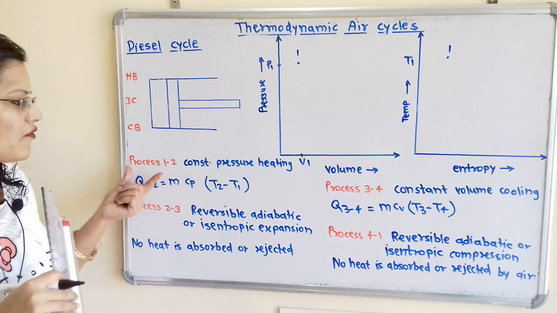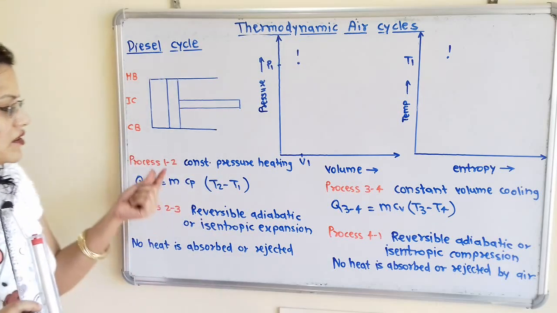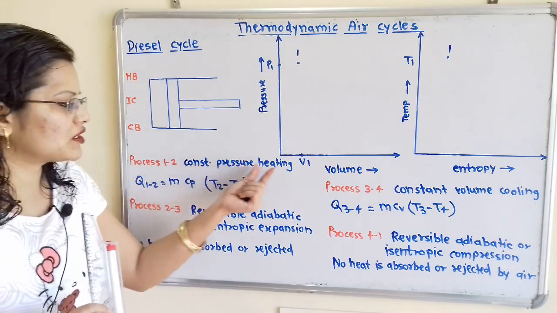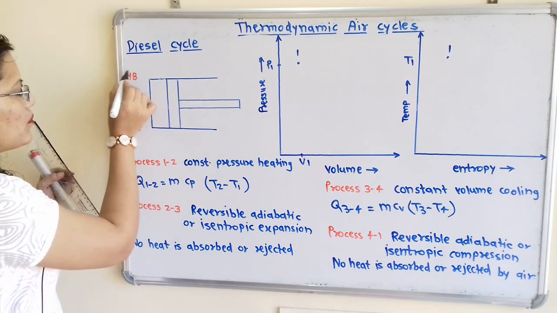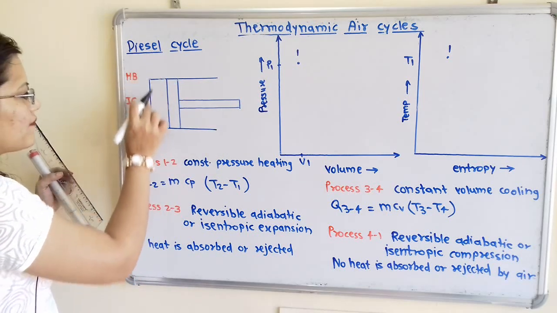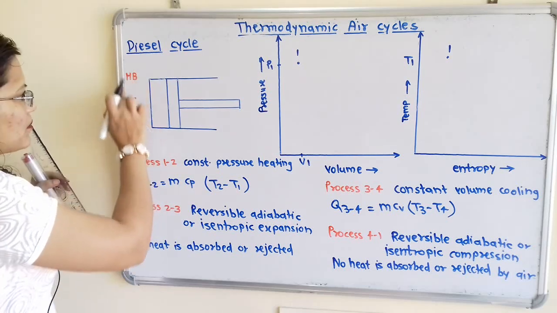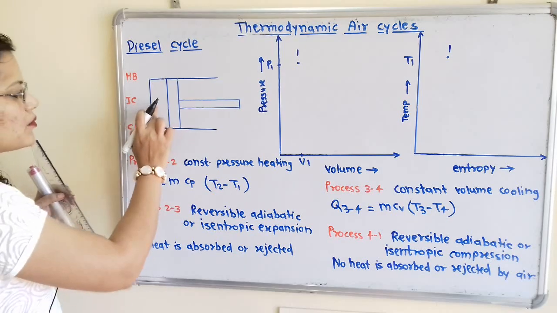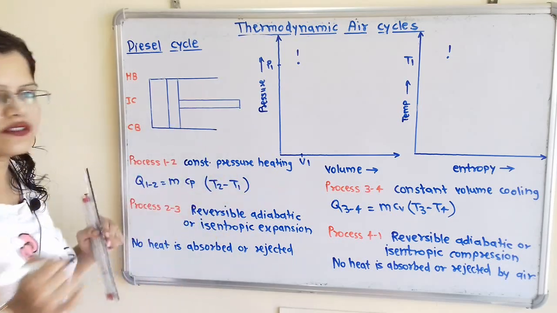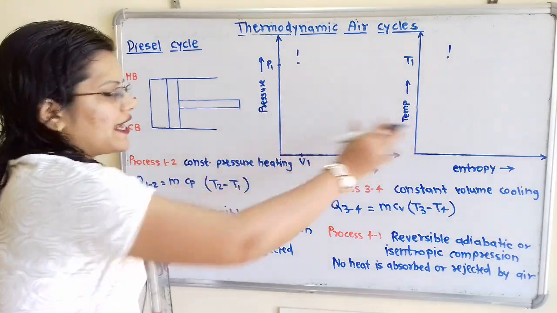Now we will start for the different processes. So what is the first process? So first process is constant pressure heating. That is, if we observe this diagram, this hot body is brought in contact with the bottom of the cylinder. And because of this hot body, the air is getting heated, but this heating process is taking place at constant pressure. So we have to show this process on these diagrams.